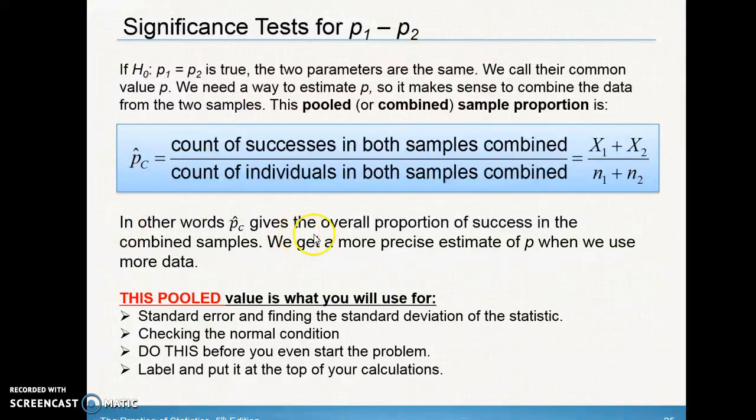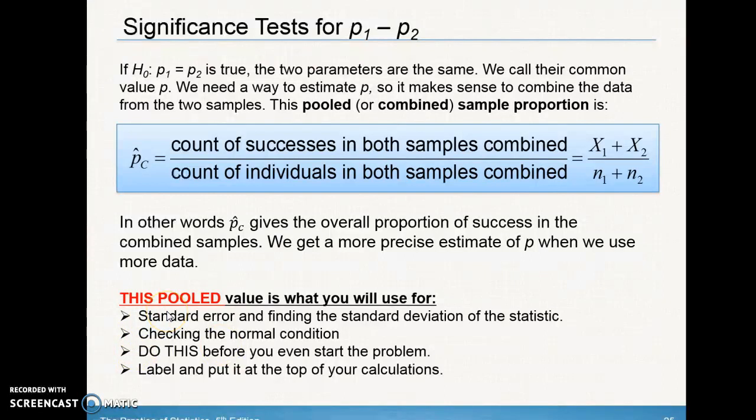Why do we do this? It gives us an overall proportion of successes in the combined samples. That way, we get a more precise estimate of the difference in proportions when we use more data. All pooled means is you have two samples, you take their total successes and divide by the total sample size. So pool just means combine your successes over the combined sample size.